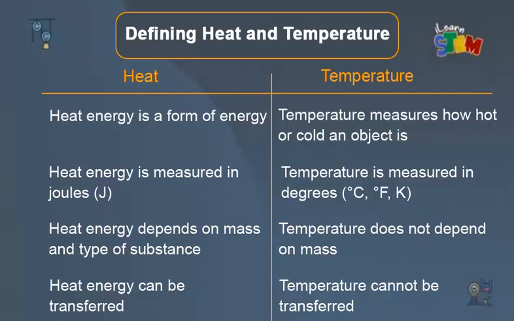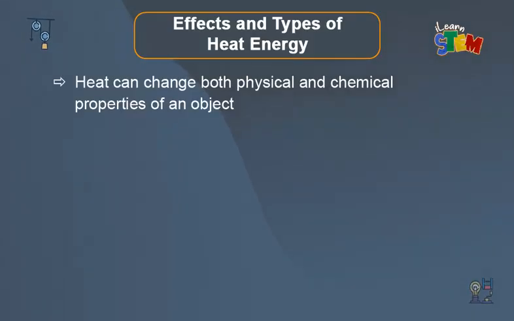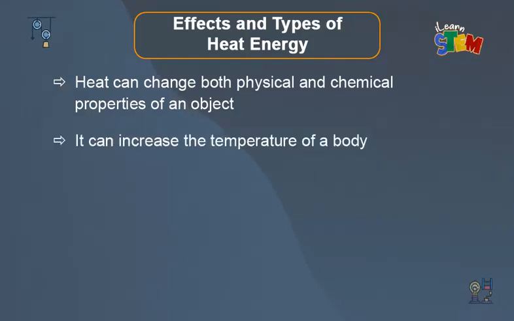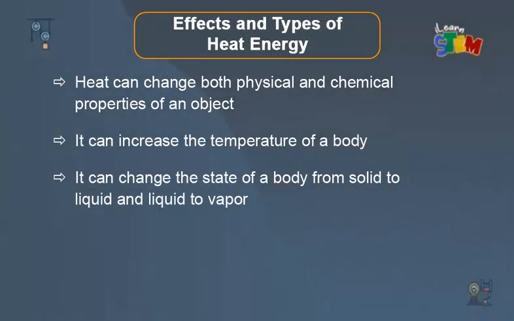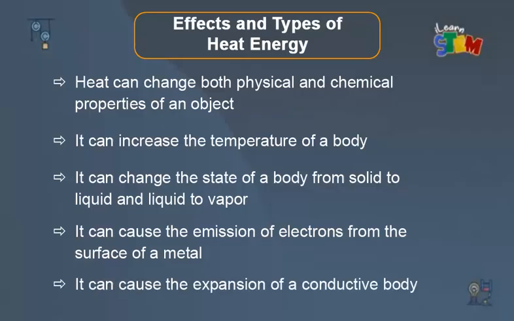Let's look at the effect of heat on matter. Heat energy affects matter in different ways. Heat can change both physical and chemical properties of an object. It can increase the temperature of a body. It can change the state of a body from solid to liquid, and liquid to vapor. It can cause the emission of electrons from the surface of a metal. It can cause the expansion of a conductive body.